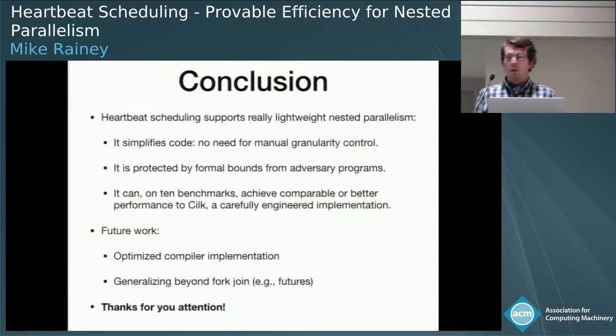So in conclusion, heartbeat scheduling is the first technique to provide end-to-end time bounds for accounting for scheduling overheads. It basically allows you to simplify your code and at the same time, in many cases, achieve better performance.